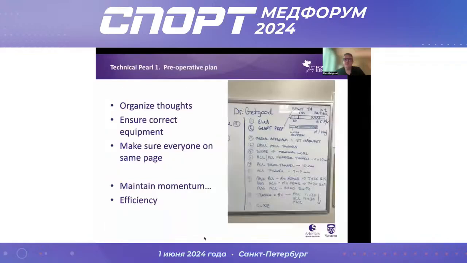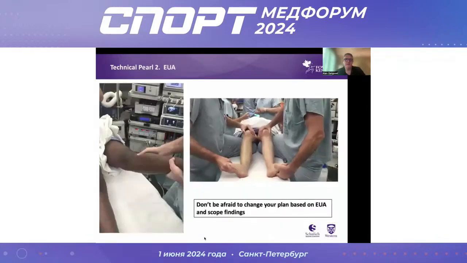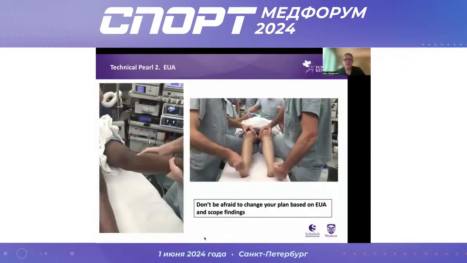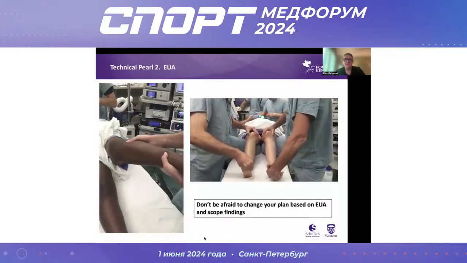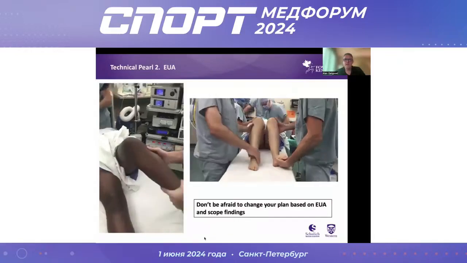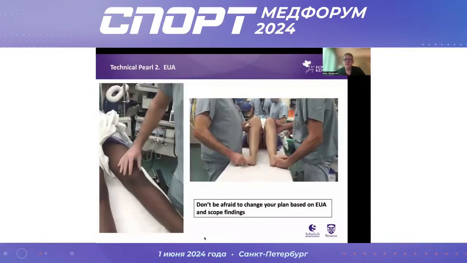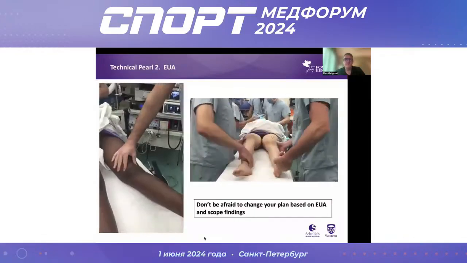So technical pearls. So in terms of preoperative planning, I think it's very important that you organize your thoughts, write the steps down on the board, and get everybody on the same page in the operating room. And this really helps maintain momentum and efficiency in the operating room. Examination under anesthesia is very, very important. Sometimes with the examination under anesthesia, you can pick up some extra issues with the knee, and it may even change what you do. So don't be afraid to add or remove things based on your EUA and arthroscopy.